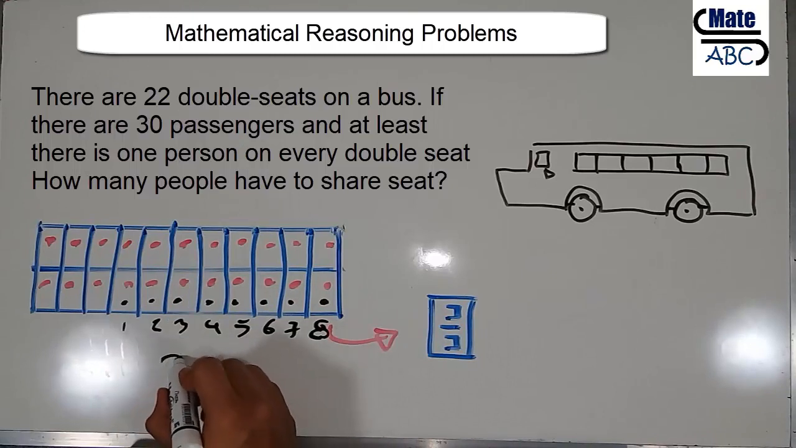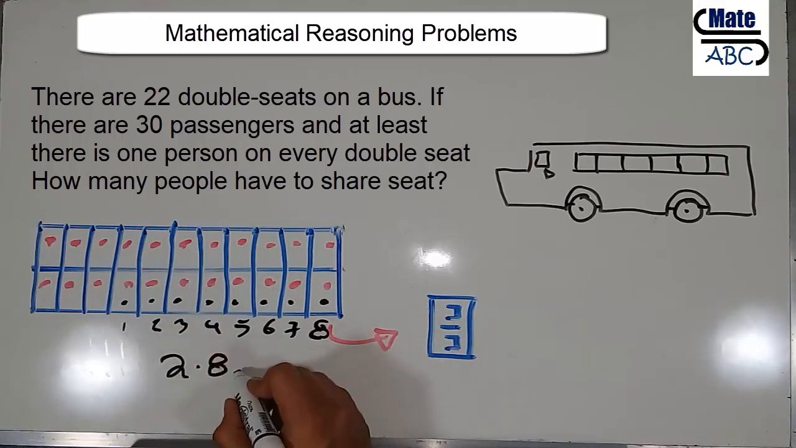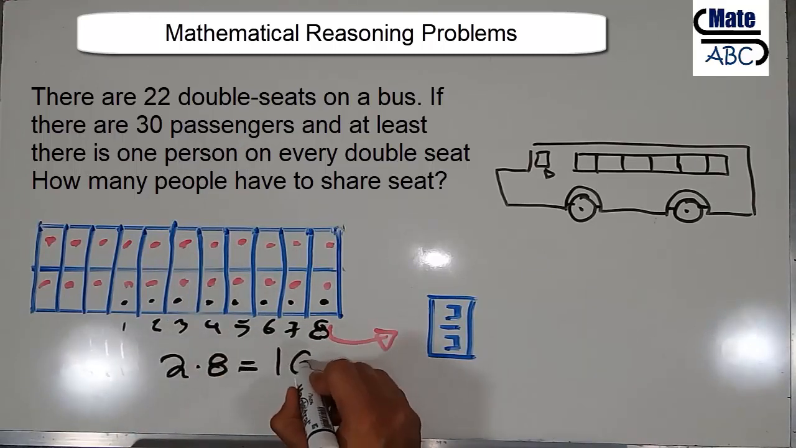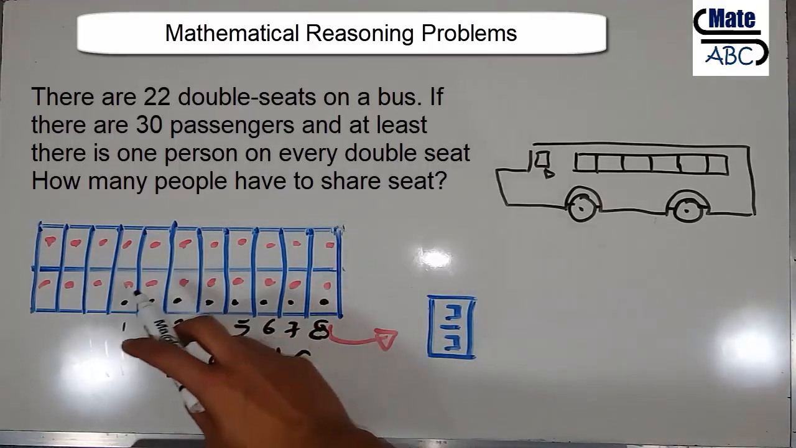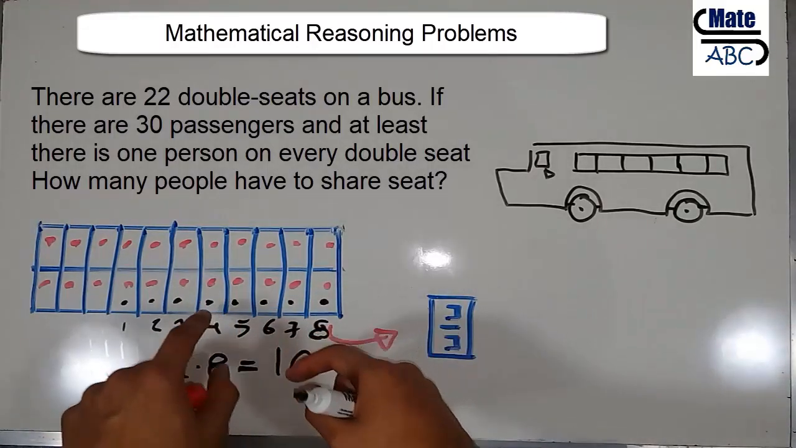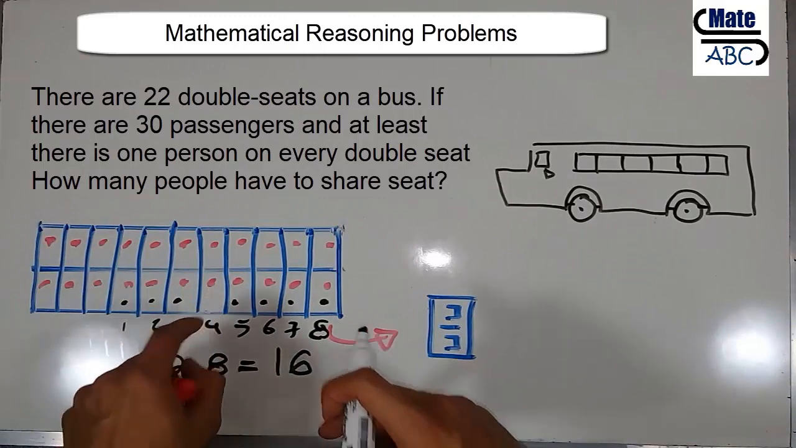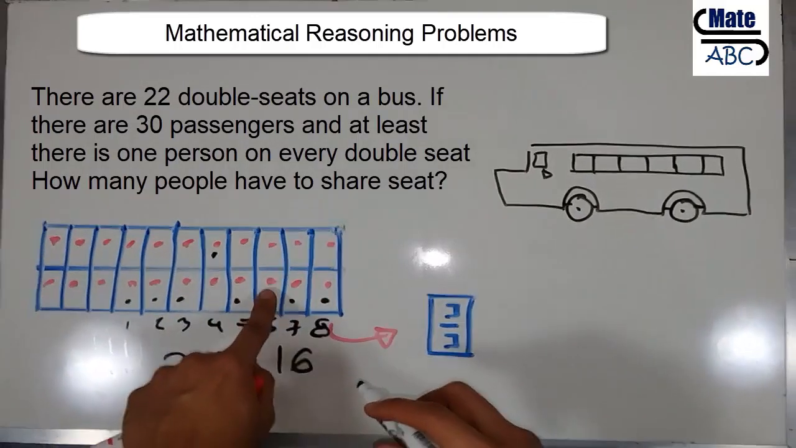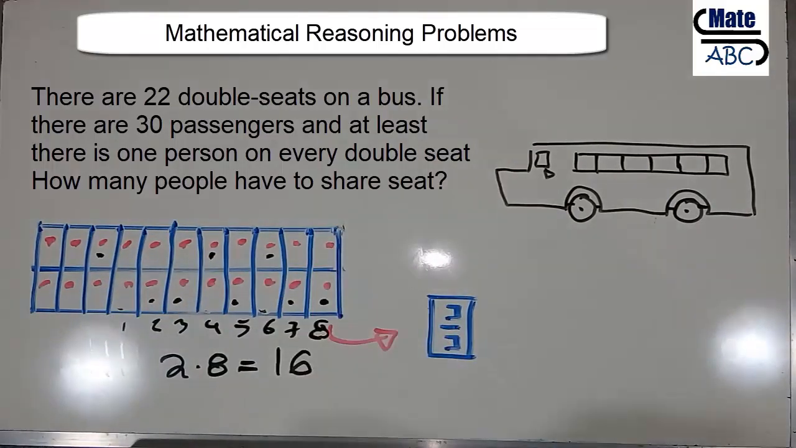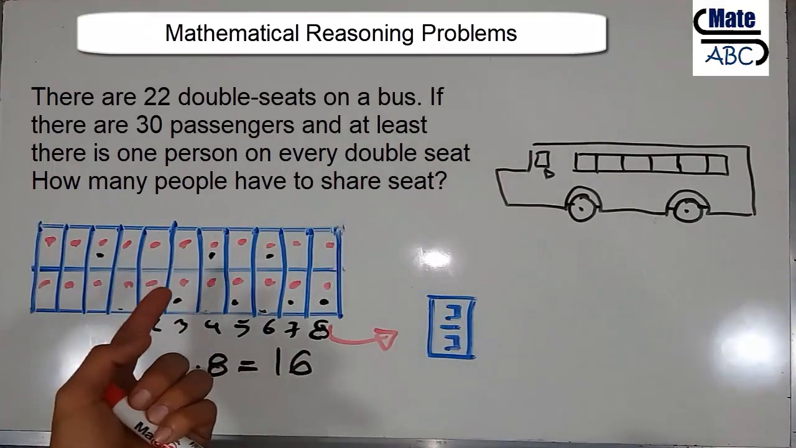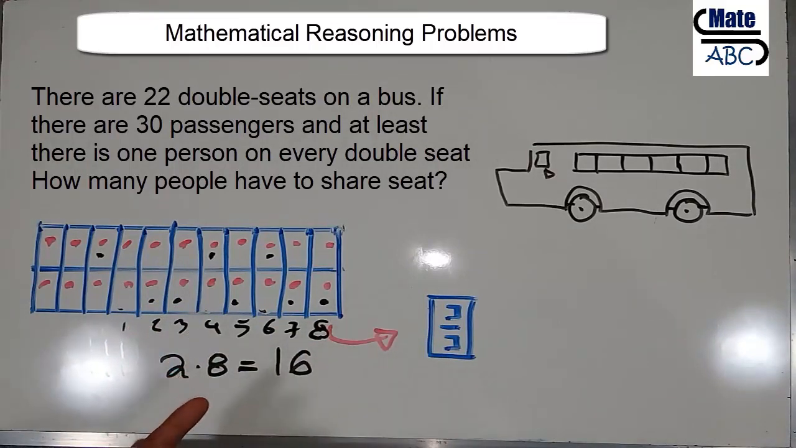So there are 2 times 8 equals 16. So there are 16 persons who have to share the seat. So as you can see, no matter how we accommodate this, we obtain the same result. So this is the answer, 16.